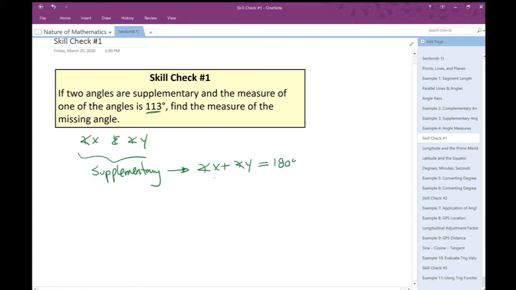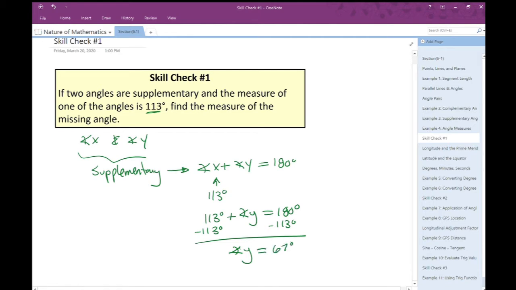If one of the angles is 113 degrees, we can plug that in and say 113 plus the unknown angle has to equal 180. Subtract the 113 from both sides, and we get angle Y is equal to 67 degrees. So the measure of the missing angle is 67 degrees.